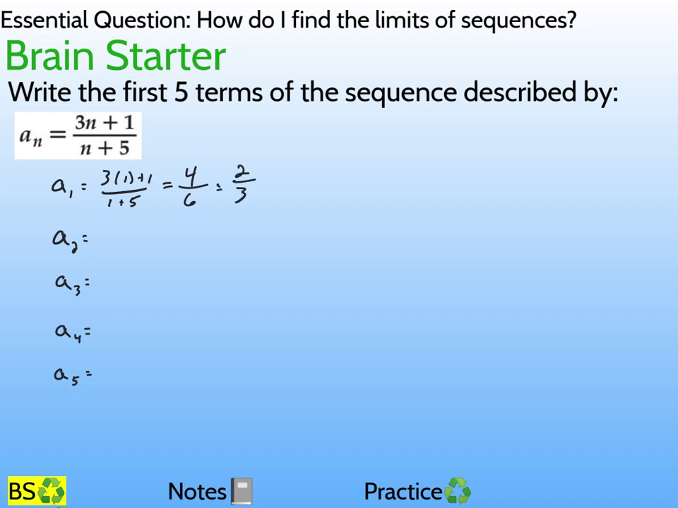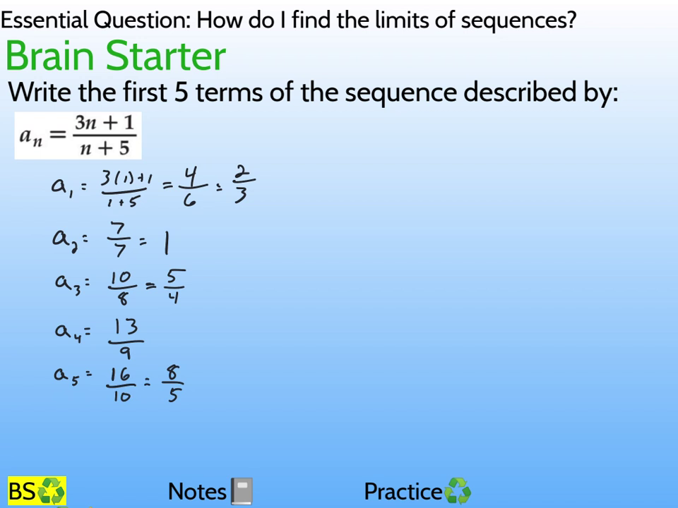Pause your video now so you can figure out the other 4. The second term gives you 7 over 7, or just 1. The third term would give you 10 over 8, which, if you were to divide some things out, would give you 5 over 4, or 1.25. The fourth term would be 13 over 9. And the fifth term would give you 16 over 10, which is 8 over 5.